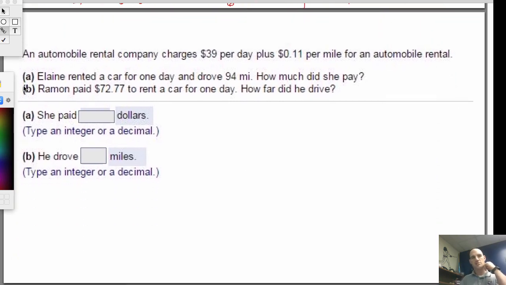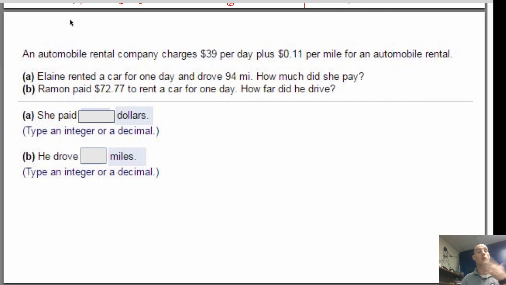Okay, last one. So that's a strategy for finding slope using data, finding an equation using data. An automobile rental company charges $39 per day plus 11 cents per mile for an automobile rental. Elaine rented a car for 1 day and drove 94 miles. How much did she pay? Okay, so if she rented it for 1 day, that's $39 plus 0.11 as a decimal times 94, which is equal to $49.34. Beautiful.